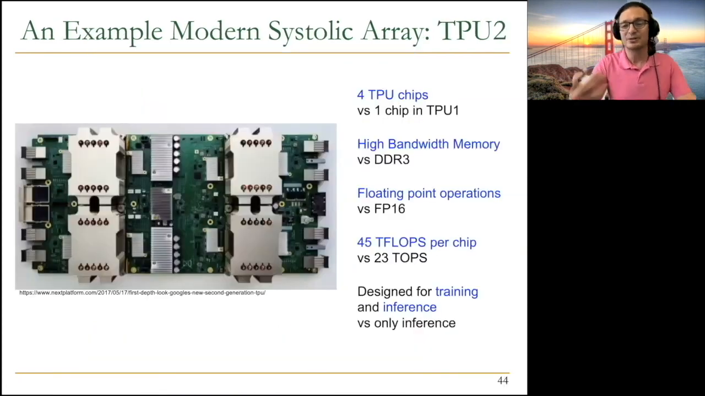Okay, later, Google actually developed other TPUs, which are based on the same fundamental principle, but they basically figured out that you need more parallelism to do the training. So they have 4 TPU chips as opposed to 1. They have high bandwidth memory so that they can do memory access much faster and at much higher bandwidth. They have floating point operations to do the training better, as opposed to some proprietary format that they had. Now they can do 45 teraflops per chip, and this is designed for training and inference versus only inference in the prior TPU chip that I showed you over here.